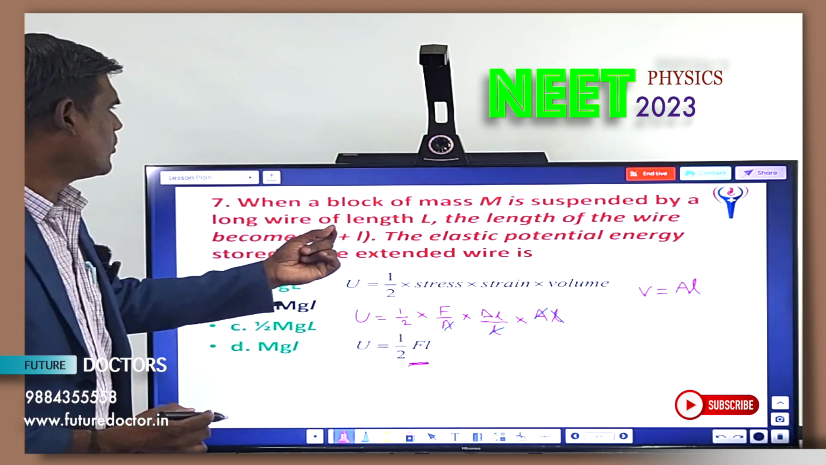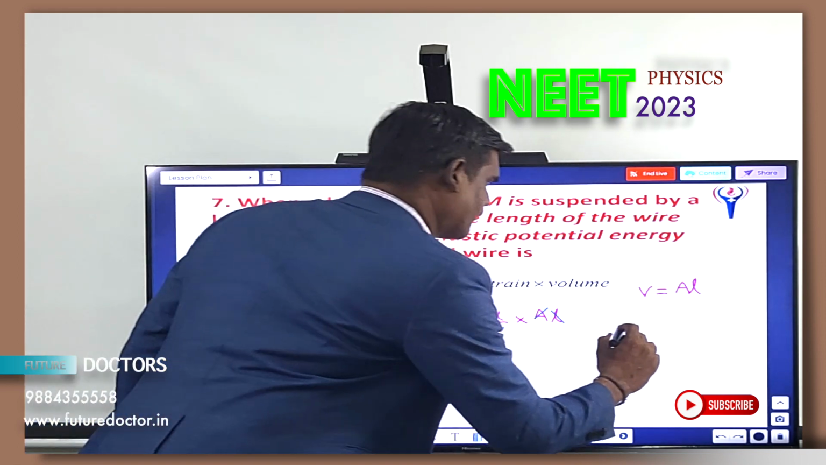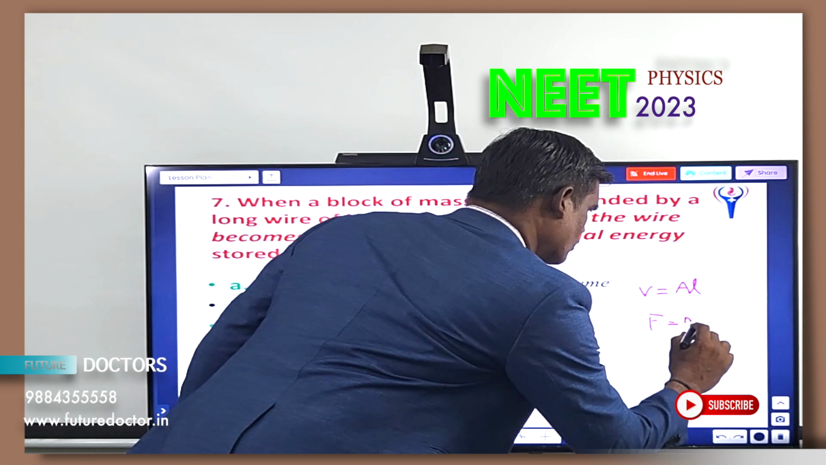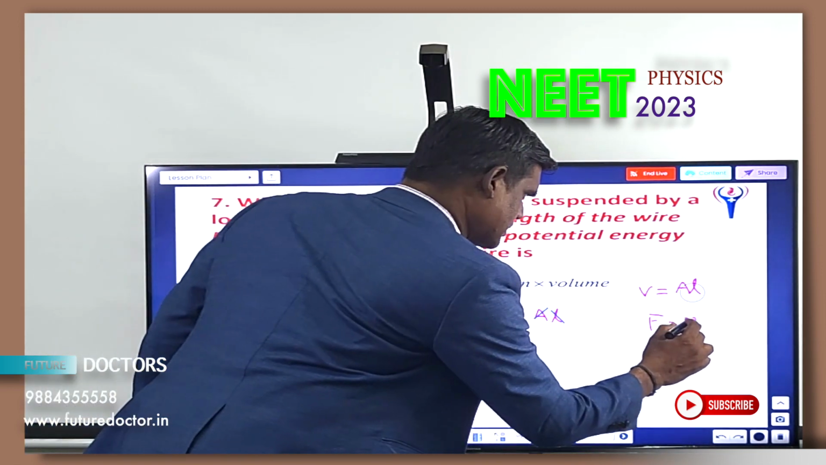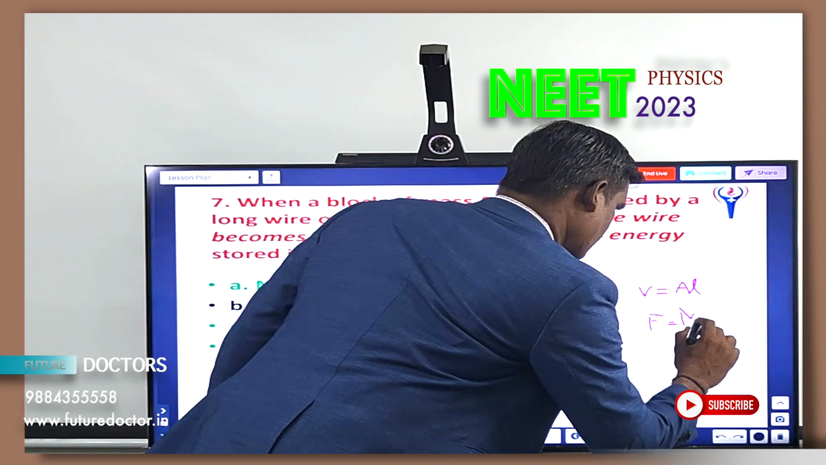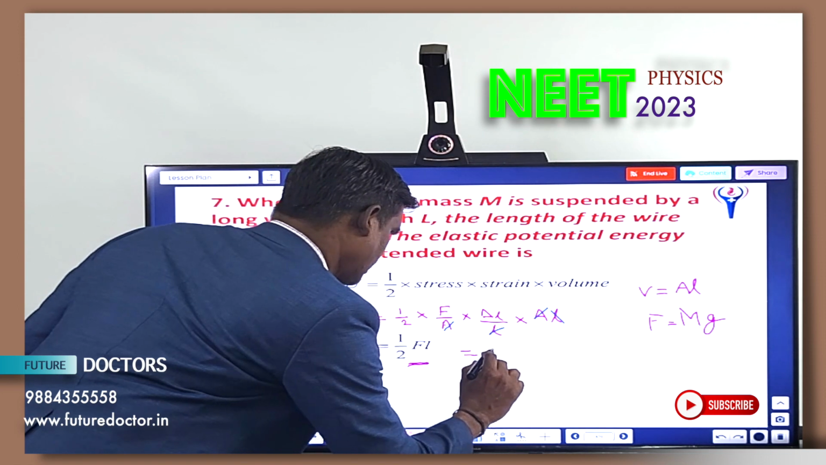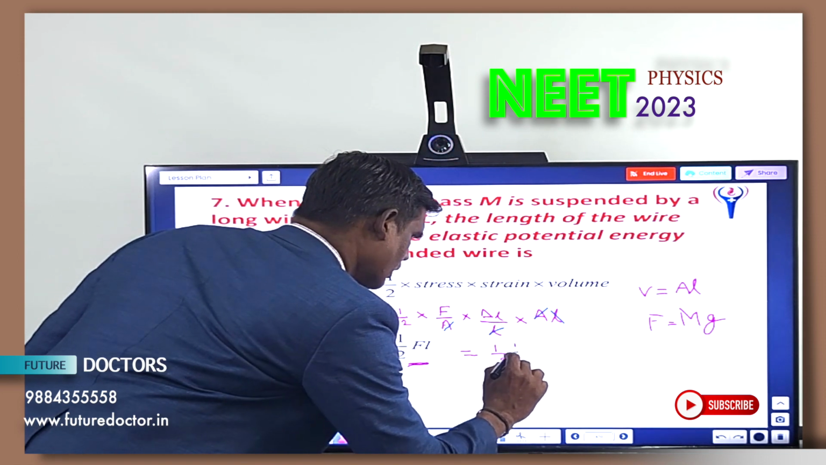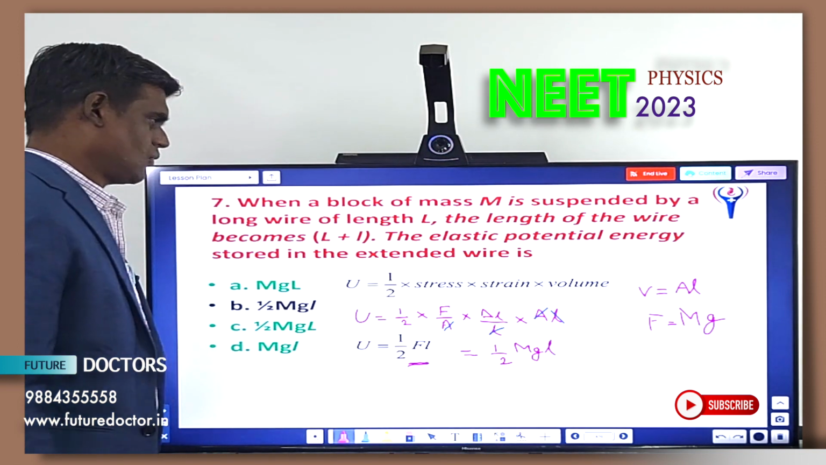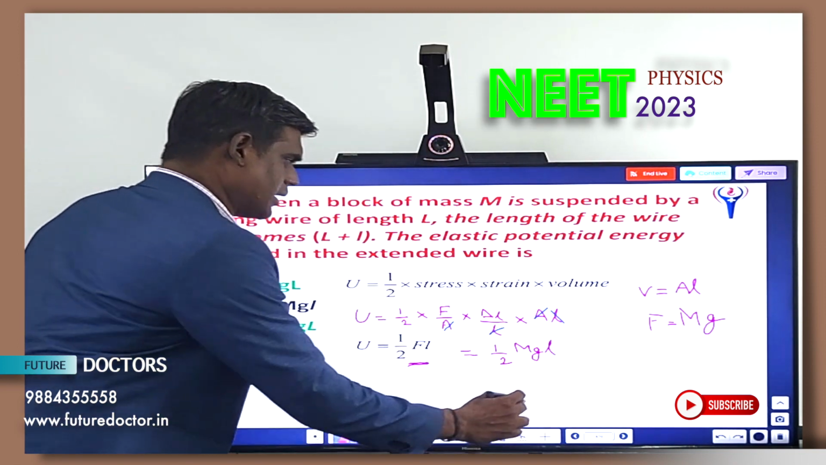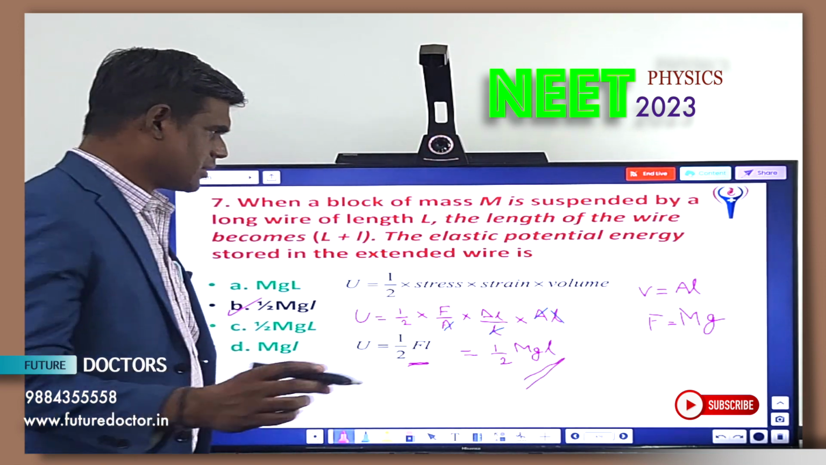And here mass M is given. What is the relation between F and M? F equal to M into g. They give capital M, so we'll use capital M as it is. Substitute this into U equal to half into F into l. There, 1 by 2 into M into g into l, that is half of Mgl. Which option is that? Option B is the correct answer.